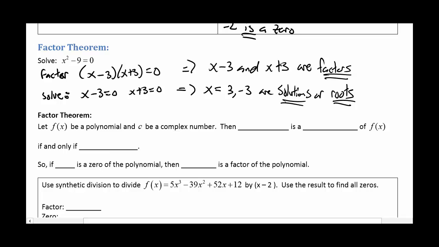Okay? So the factor theorem is, let f of x be a polynomial and c be some sort of complex number. Then x minus c is a factor if and only if f of c happens to equal 0. So in other words, what that means is if I do synthetic division and a 0 shows up, then I know that expression of x minus c has to be a factor of the original polynomial. So if c is a 0 of the polynomial, then x minus c is a factor of the polynomial. In other words, the solution form, the 0 form, is connected to the factored form. Okay.